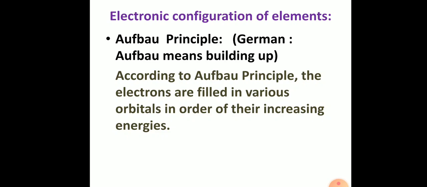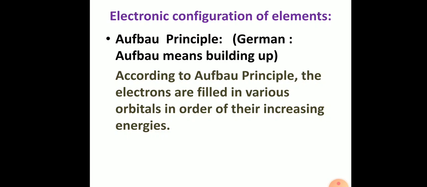Next, electronic configuration of elements. In our lower classes we have learned how to write down the electronic configuration of elements. Now in class 11, it is a completely different way of writing the electronic configuration. So we'll learn how to write it down. Before that, we need to have an idea about one very important principle, which is known as Aufbau Principle. Aufbau is a German word which means building up. According to Aufbau Principle, the electrons are filled in various orbitals in order of their increasing energies.